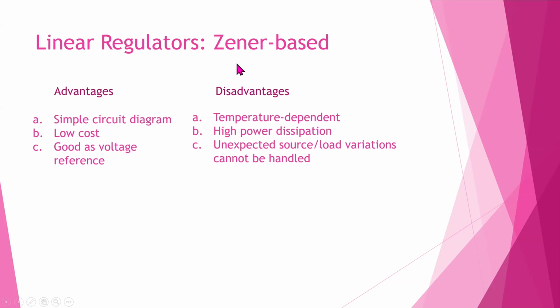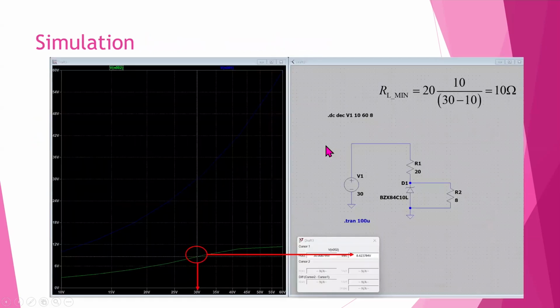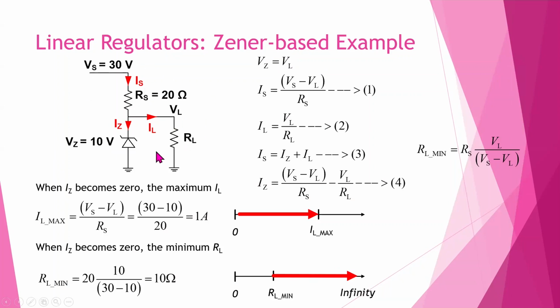So it also has disadvantages. It is temperature dependent, which means that when the temperature goes high or goes down, the Zener voltage cannot be maintained. The other disadvantage is high power dissipation. As you know, here is the structure. When the load needs a very large amount of current, that current should come through the RS, which means there will be some power dissipation in the RS. Since the current becomes very high, the power dissipation also becomes very high.